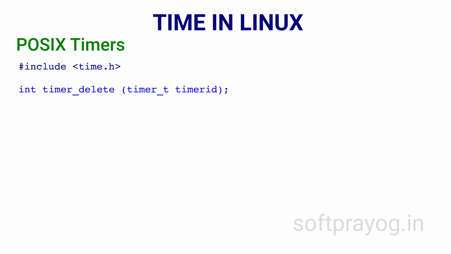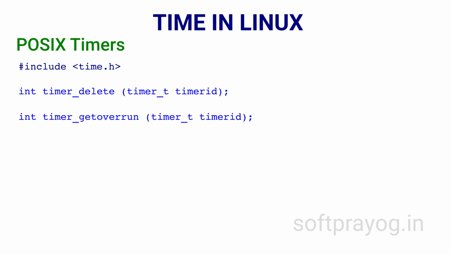Timer delete deletes the timer defined by the timer ID. There can be delays between a timer signal being generated and it being delivered. The delays can be because of scheduling delays or a signal might have been blocked, etc. Timer get overrun system call gives the number of times the timer has gone off since the last signal was generated and was being delivered to the process.